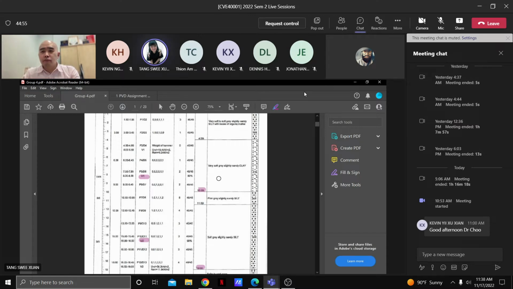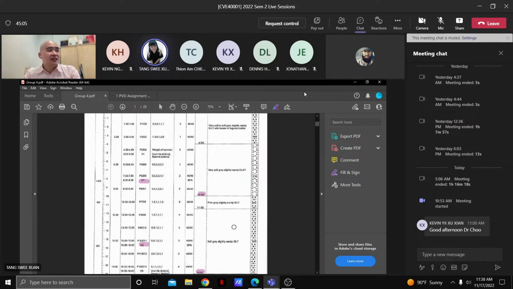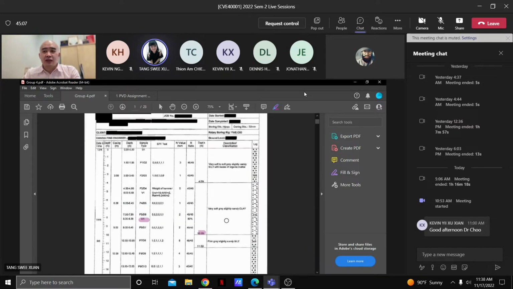So need to do for both U1 and U2, is it? Of course lah. Oh, okay. For the data just now, the bulk density and the dry density were only given for Boho 1 and 3, didn't have for Boho 2. So need to do for Boho 2 or not? That's what Jonathan asked me earlier.